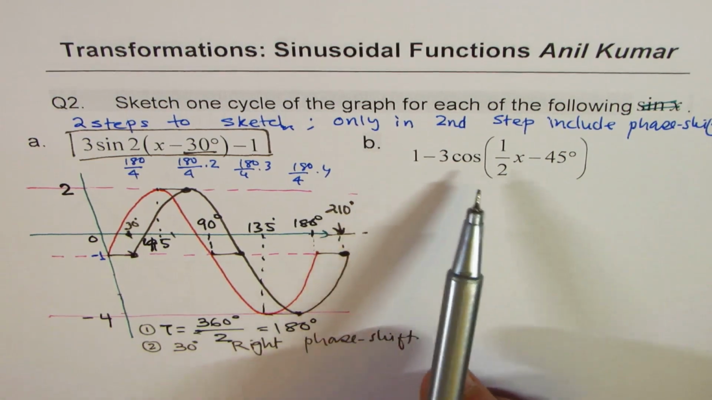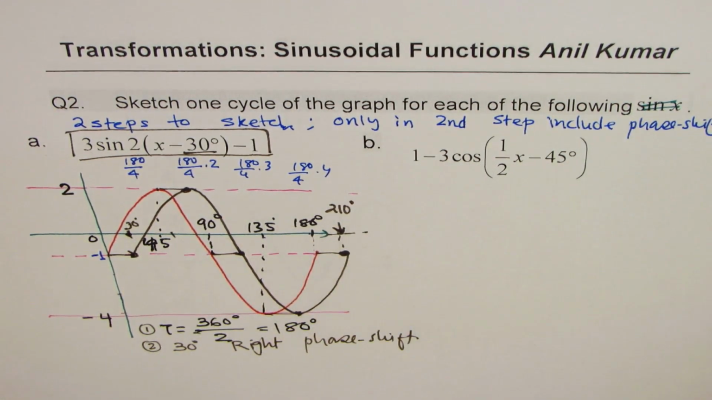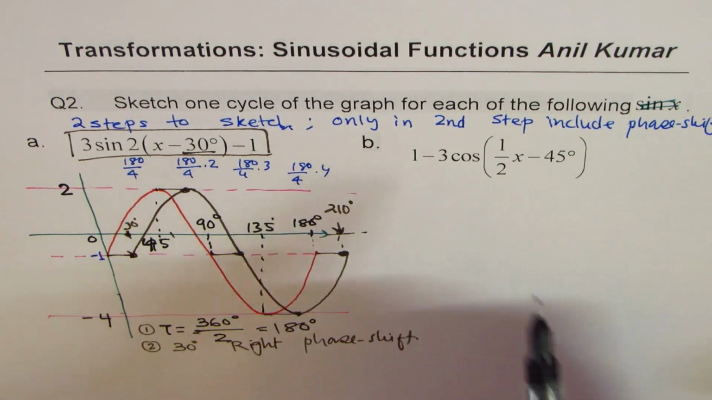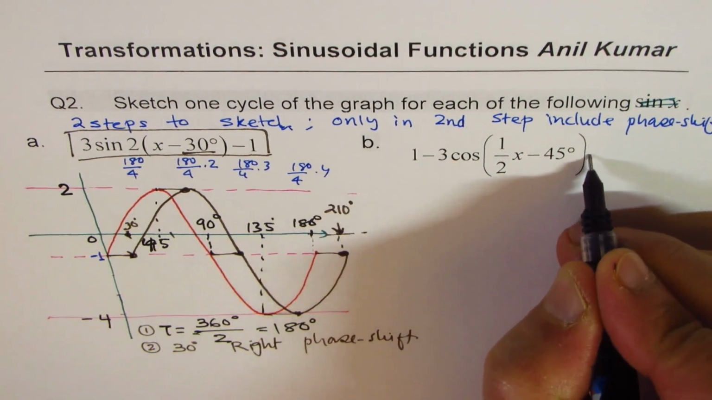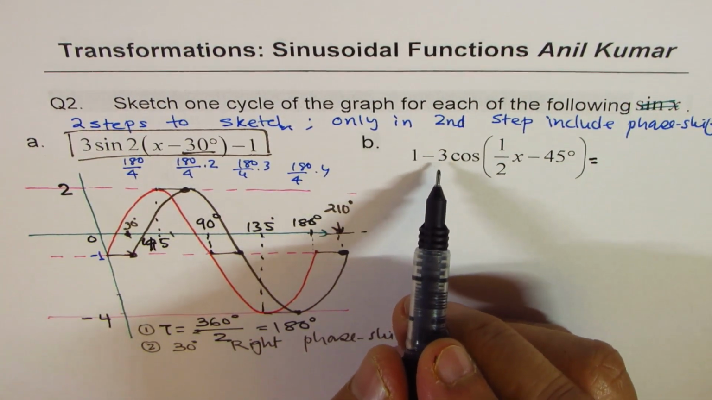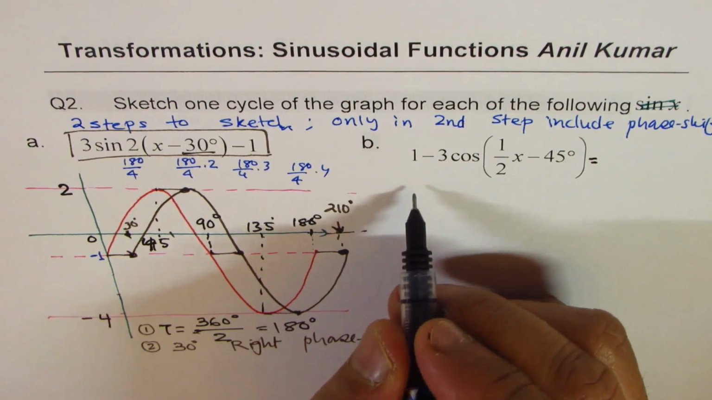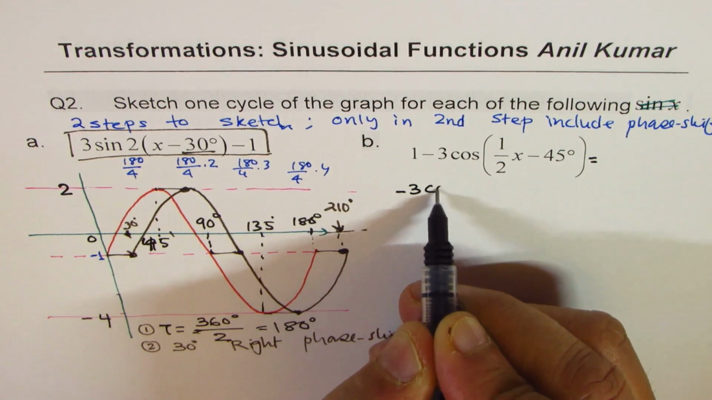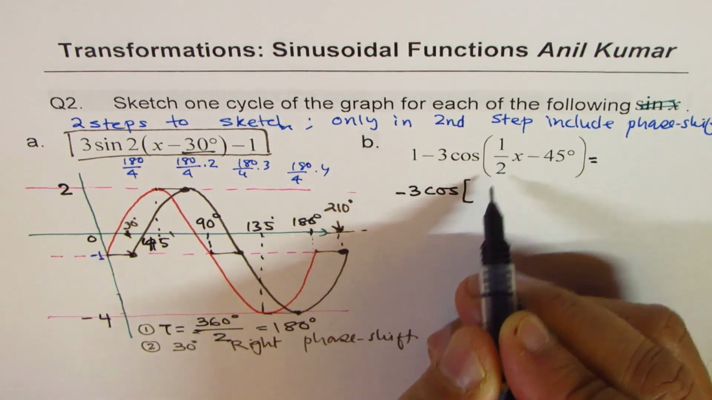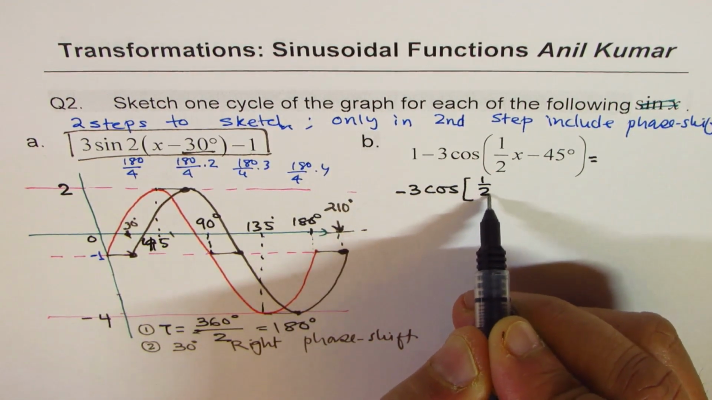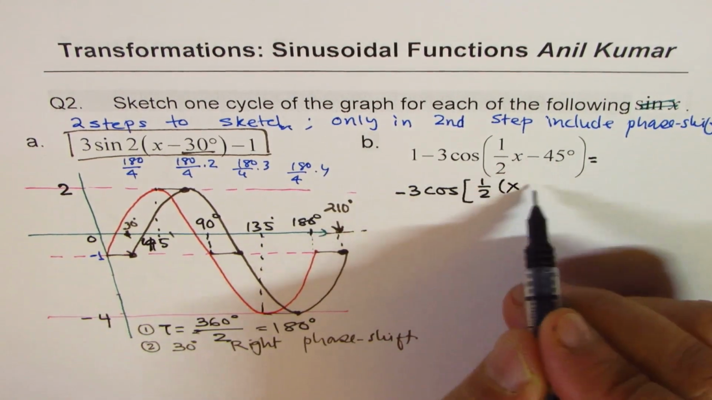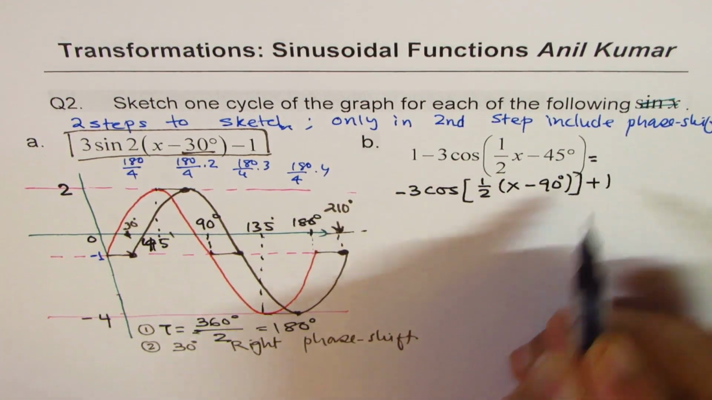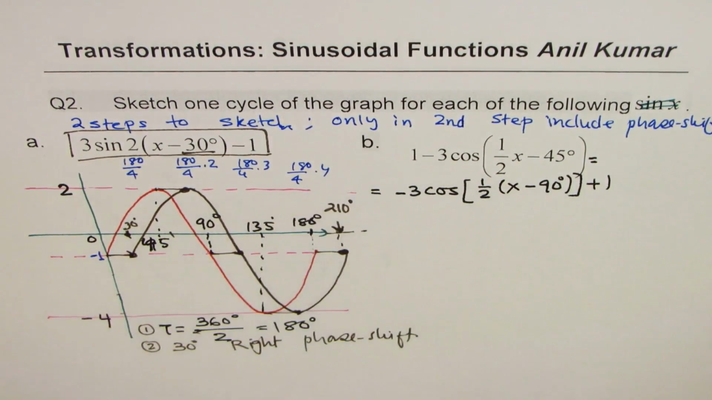Good. Now, for the next equation, I'd like you to pause the video and sketch the graph of this cosine function. But before that, let me rewrite this function as we understand it. So we should actually write this as minus 3 cos of factor half, otherwise you might make a mistake. Factor half, we're getting (x minus 90 degrees). Perfect. And then plus 1. Do you see that? So that is what your function b is.